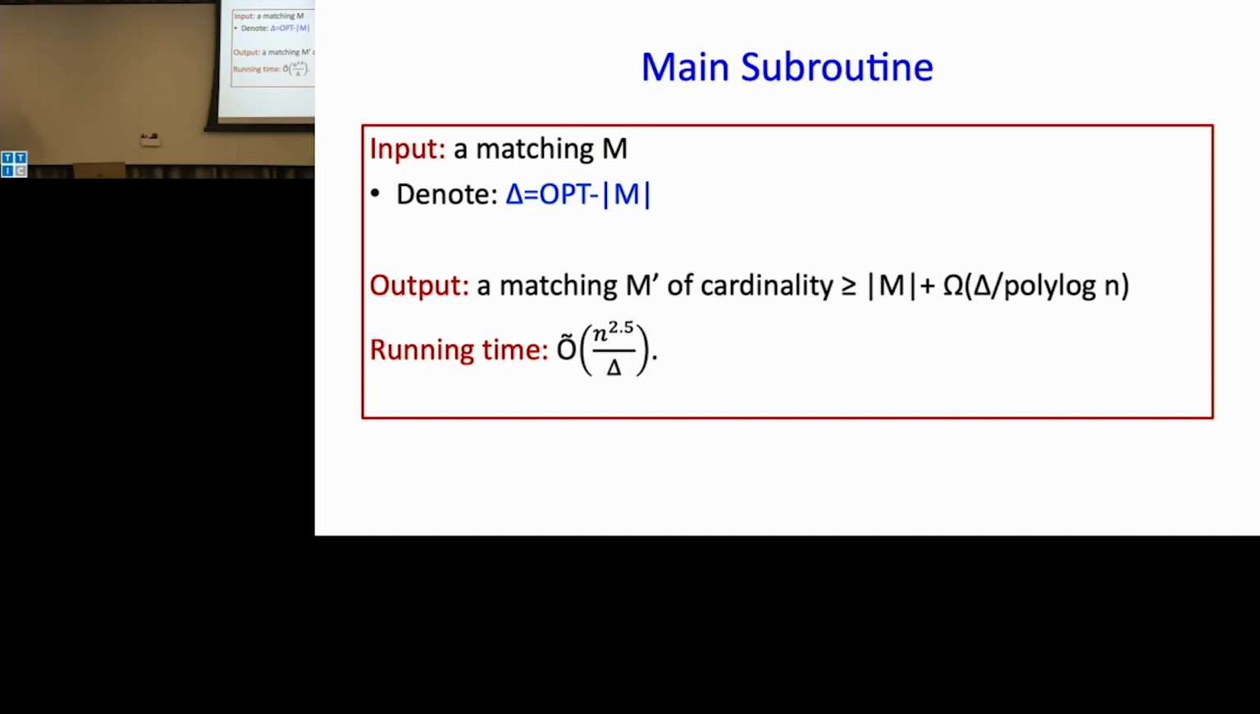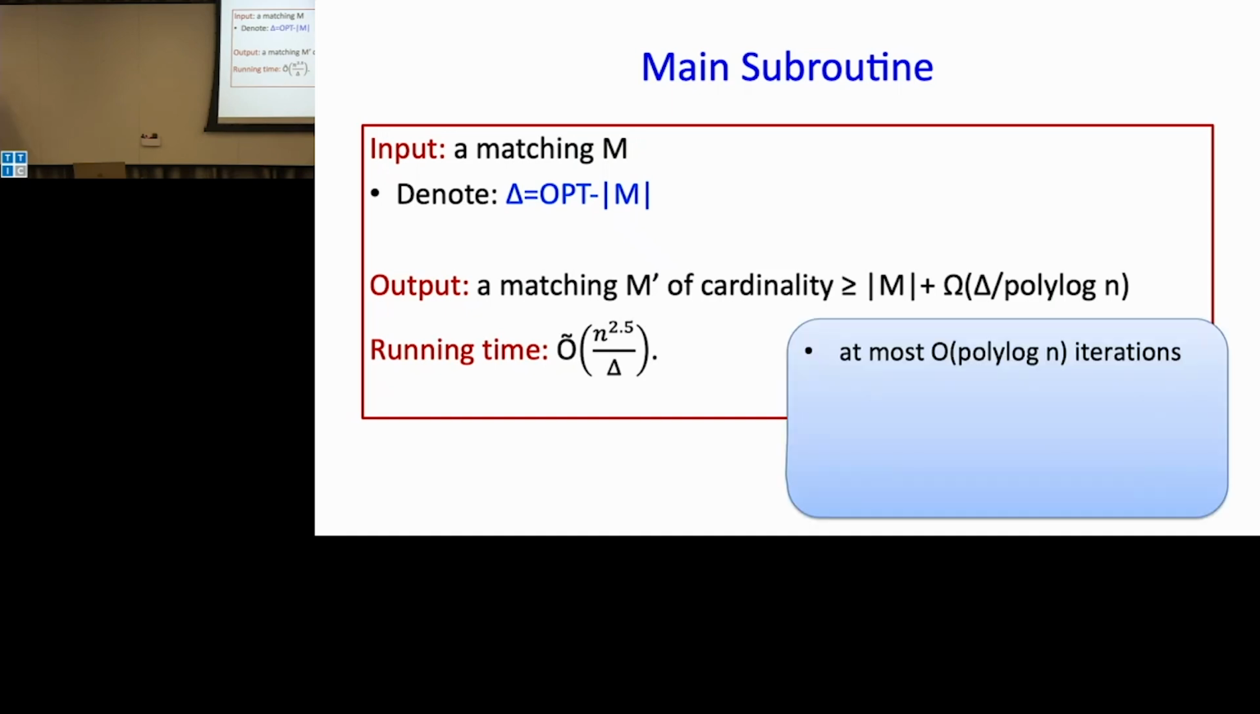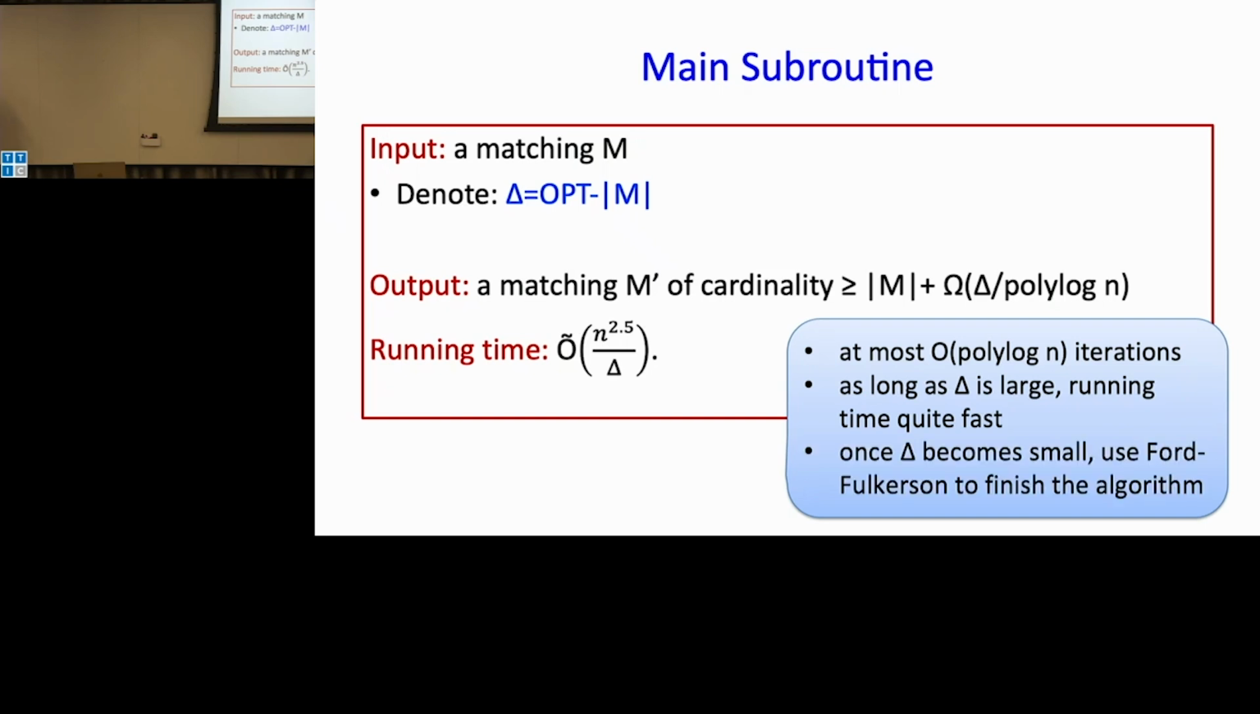Now, if you look at the subroutine, obviously there's going to be at most polylog n iterations. And also, as long as delta is large, the running time is pretty good. When delta starts getting small, the running time is not so good, but this is when we're pretty close to the optimal solution, so we can just switch to Ford-Fulkerson, run delta more iterations, and we're done. And by just carefully balancing where exactly we switch from one algorithm to another, this is the running time that we get, and this is this other result.